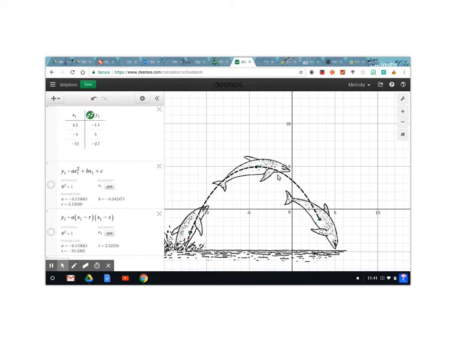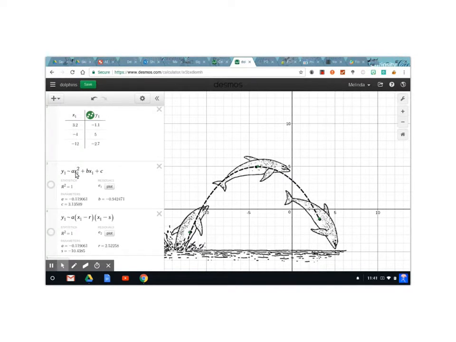Let's try quadratic. I took this dolphin image because it looked like they were jumping in the shape of a quadratic. So I decided to plot a few points. I just chose points on top of the dolphins, and I put them into a table of values. Once I did that, I have my x1 and my y1. I want to do a regression. So because I'm choosing a parabola, I'm going to go with ax squared plus bx plus c.